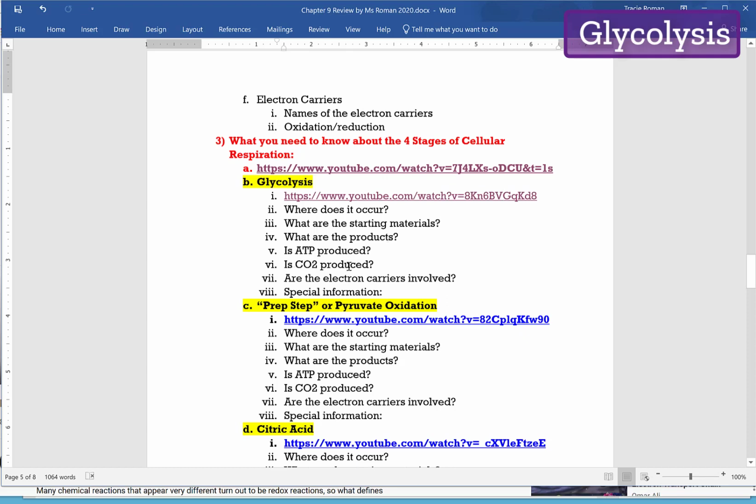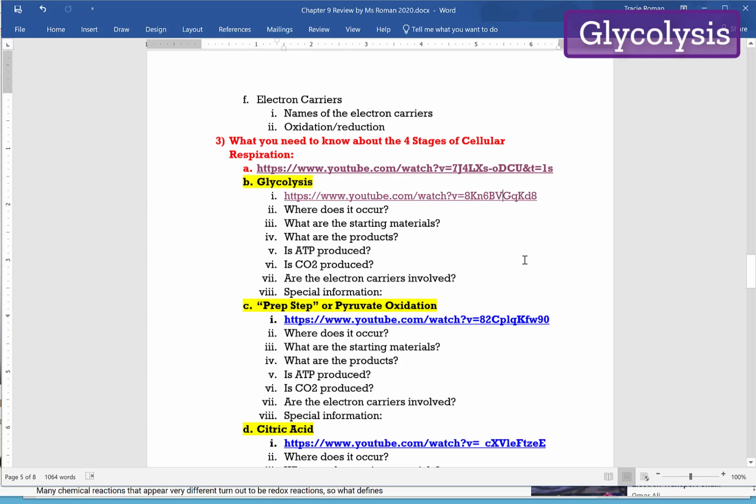There was not any CO2 produced during glycolysis. We saw that the electron carriers were involved, and it was the electron carrier NADH. Special information for glycolysis would be that it is in the cytoplasm, and it can occur all by itself without the other steps to produce a little bit of ATP, which is great if you're single-celled, but for bigger organisms, you would want to go through the whole process.